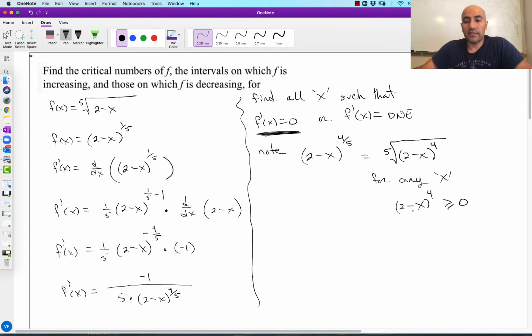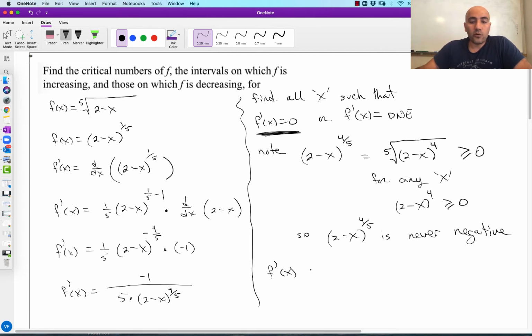Obviously, if we let x equal 2, that's an easy one. That'll be the 0. But otherwise, it doesn't matter what you choose for x, you're going to end up with a positive number. And if we take the 5th root of a positive number, we're going to get a positive number. So the point is that this is always greater than or equal to 0. There's no way we'll ever get a negative. So (2 minus x) to the power of 4/5 is never negative. So if the denominator is never negative and the numerator is -1, that means that f prime of x is a negative number for almost all values. The only possible exception is when the denominator is 0.